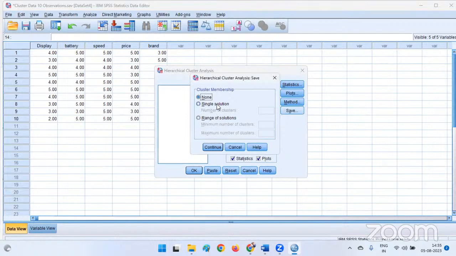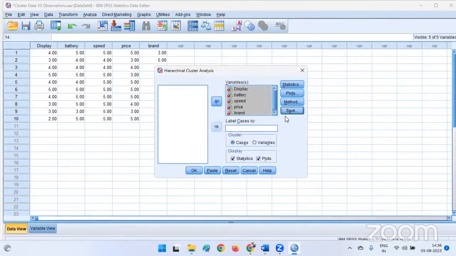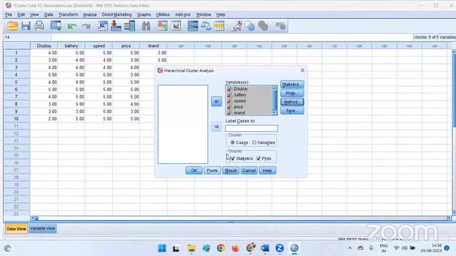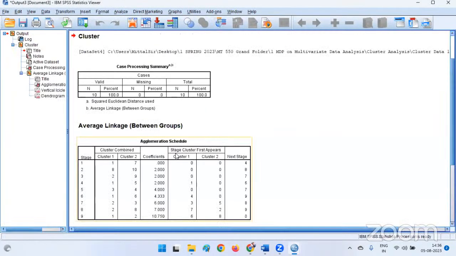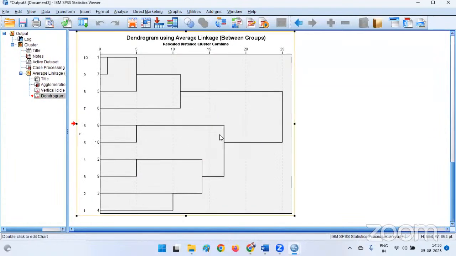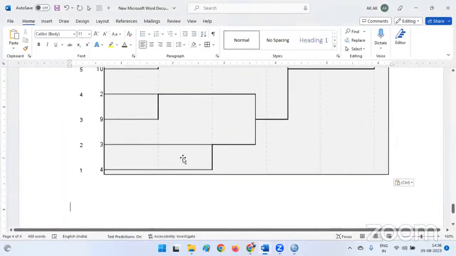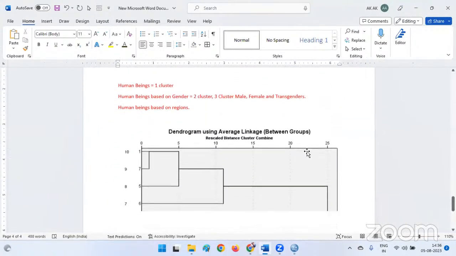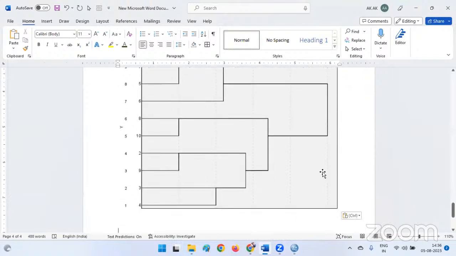Okay. There is a single solution, none, or range of solutions. So right now I say none, or I can cancel it. Method you need not select. Now we will go with the default method, and okay. So my main interest is dendrogram, this one. So I'll copy this and paste it here so that I can do some operations in this. So let us make it a bit smaller. Yeah. Now this is good to go.